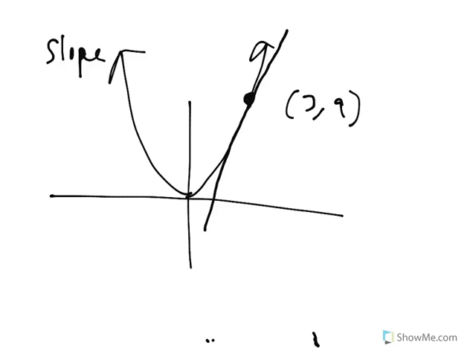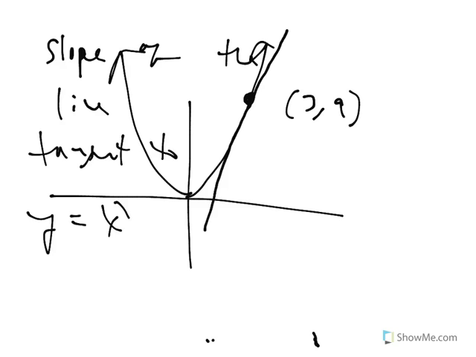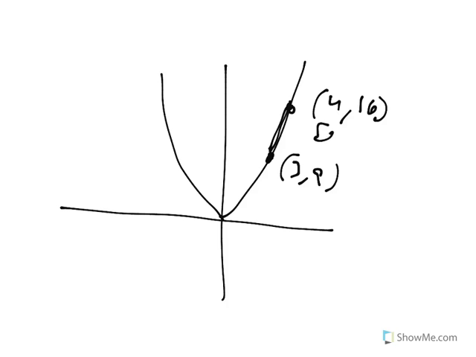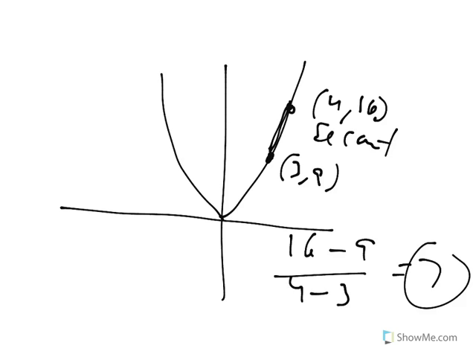So I could ask the question, what's the slope of the line tangent to the parabola y equals x squared at the point 3, 9? And one way of getting an approximate answer is to take a point on the parabola which is close to 3, 9, like 4, 16, and actually get the slope of this secant line. Secant hits the parabola twice. 16 minus 9 over 4 minus 3 is 7.